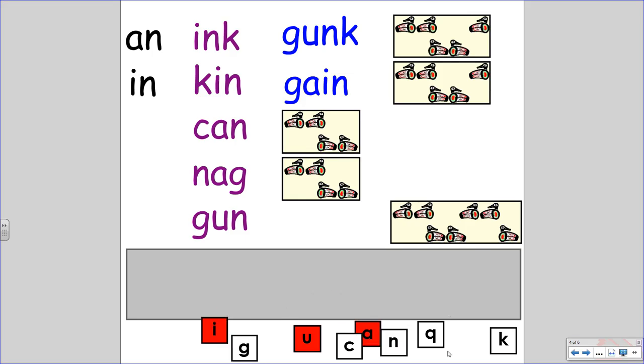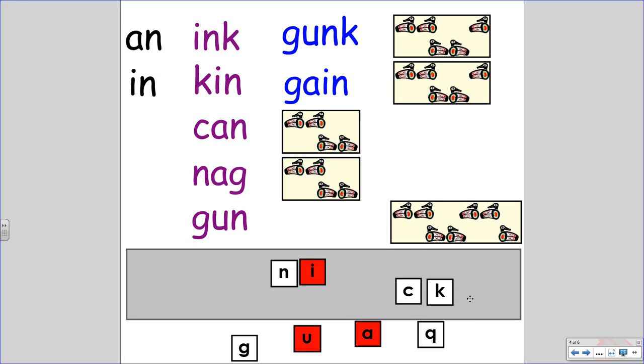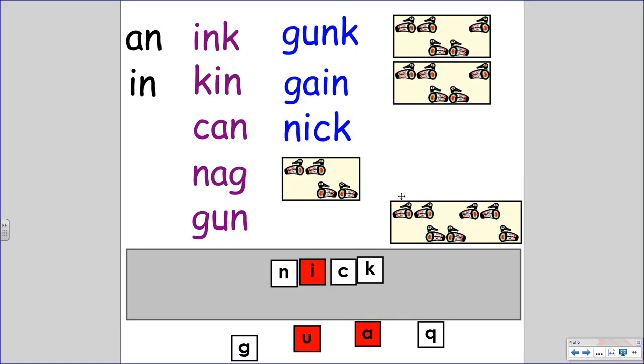Make the four-letter word nick. I have a nick on my finger from the paper. Nick. N. I. K. K could be made by C or K in this word. And in fact, because there's four letters in this word, it gives you a clue that we need to use both C and K. Nick is another word for cut. Nick. Put your letters away.